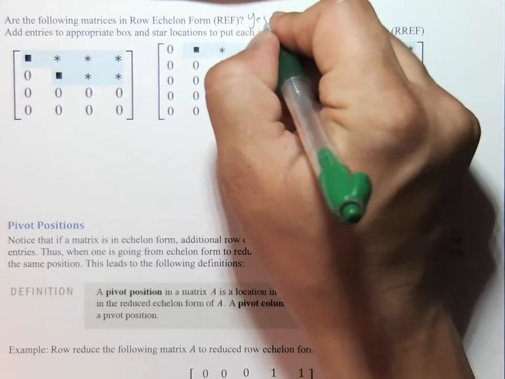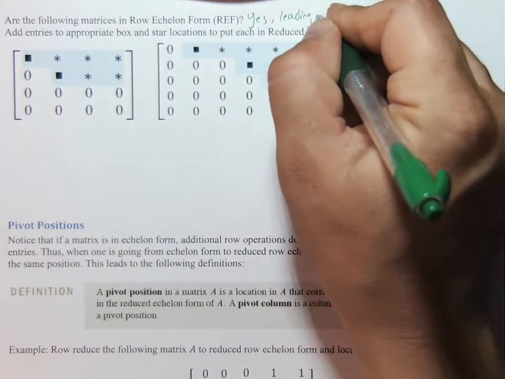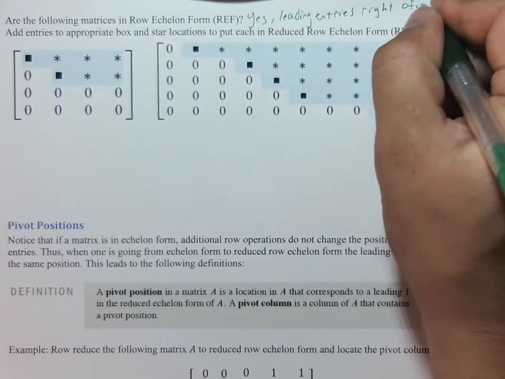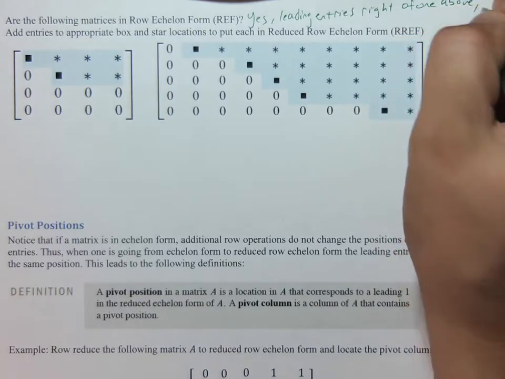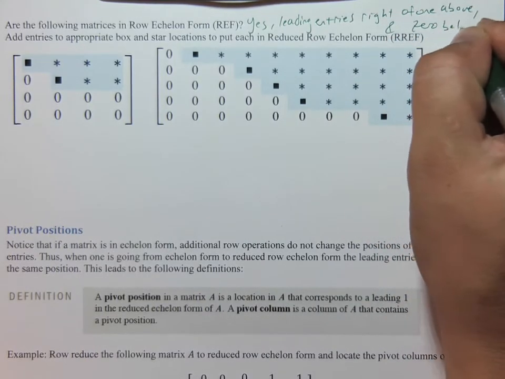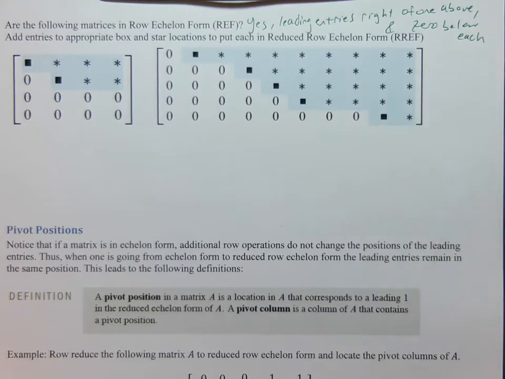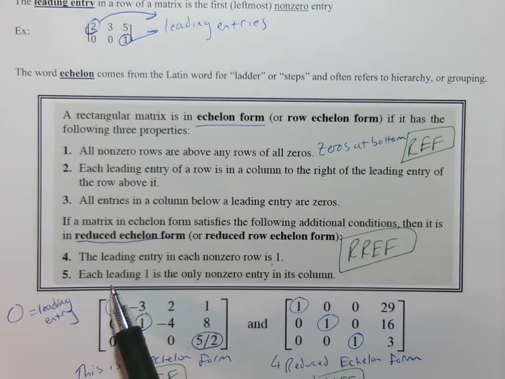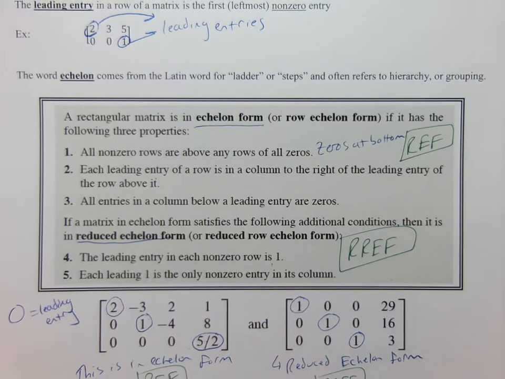This is a yes, because the leading entries are to the right of the one above it, and there's zeros below each one. And so again, take a second, and think about what you would need to change the boxes or the stars to make them fully reduced. In order to fully reduce it, we need to have those leading entries be 1, and we need to have that 1 be the only thing in the column.